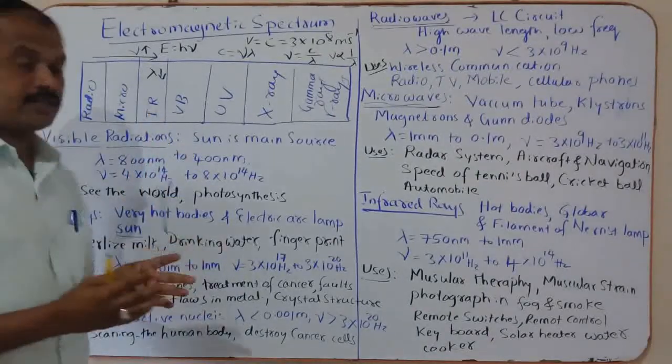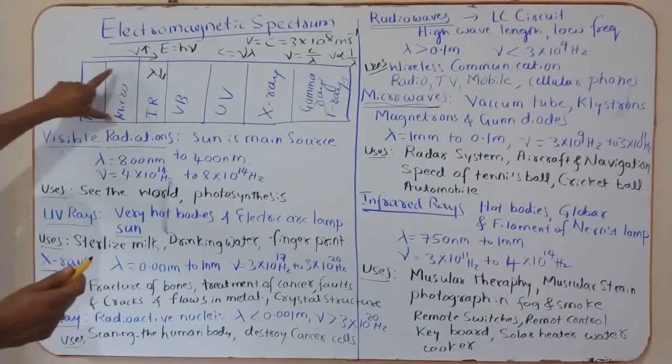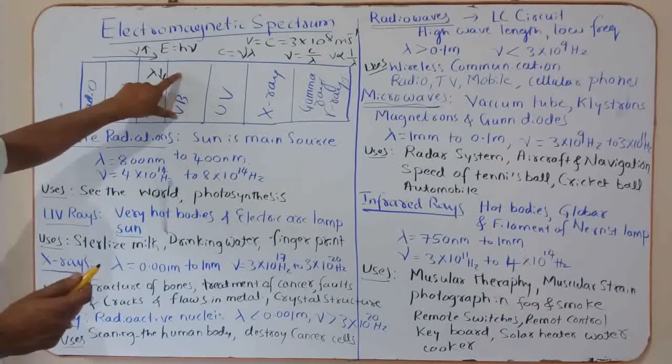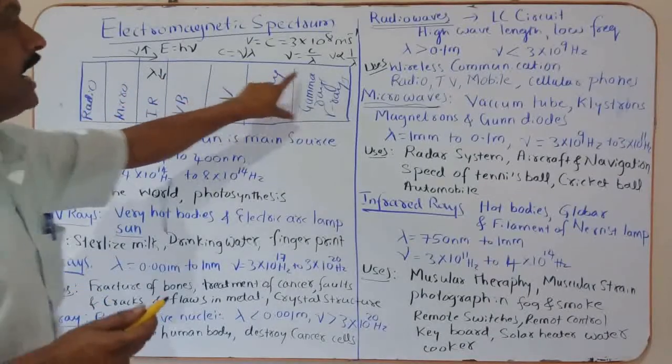In the electromagnetic spectrum, there are different parts: radio waves, microwaves, infrared rays, visible rays, ultraviolet rays, X-rays and gamma rays.